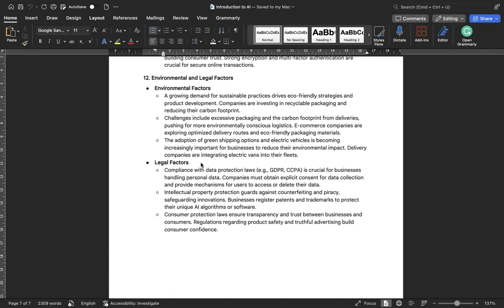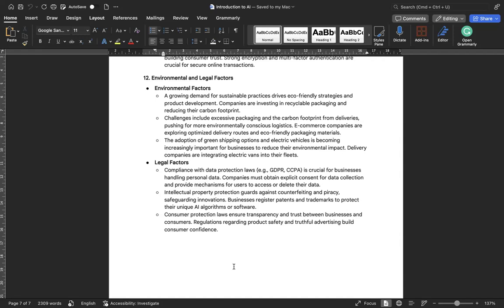Compliance with data protection laws, for example GDPR and CCPA, is crucial for businesses handling personal data. Companies must obtain explicit consent for data collection, and also provide mechanisms for users to access or delete their data as well.